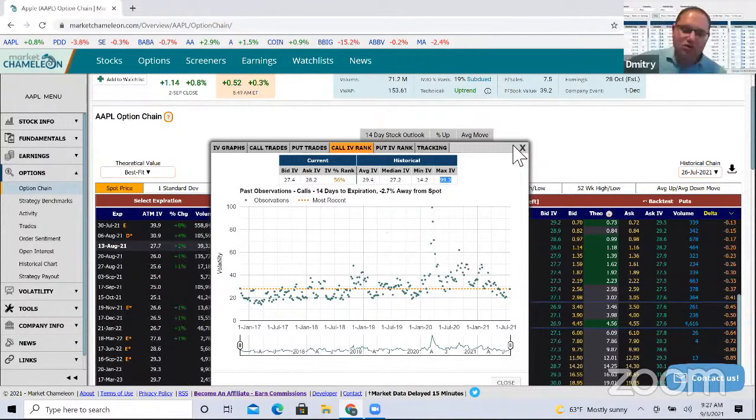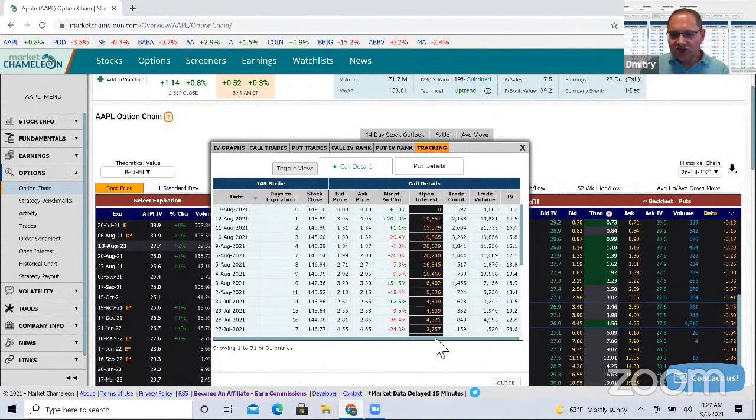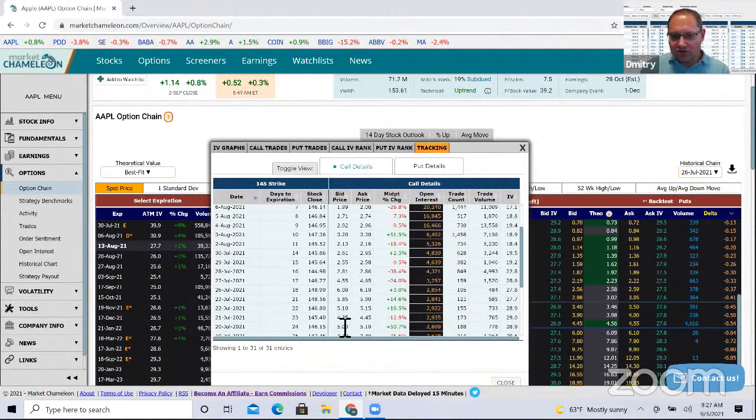Yeah, so that's how you would focus right in on that option. If you wanted to track just that option alone, you go to the tracking, and this tells you the closing bid and ask for that option and the open interest. So you can see how the open interest changed over time, day to day, and how many days to expiration. You see the volume on that day, the number of trades, and the implied volatility from day to day as well.